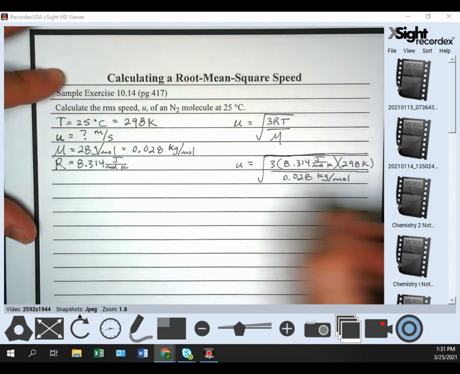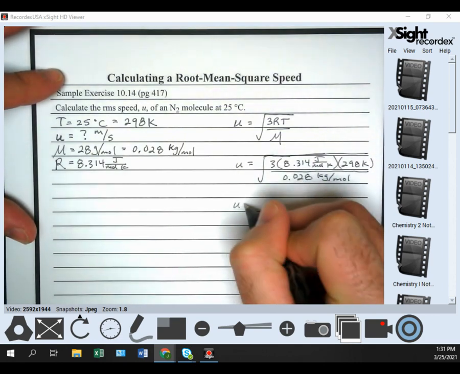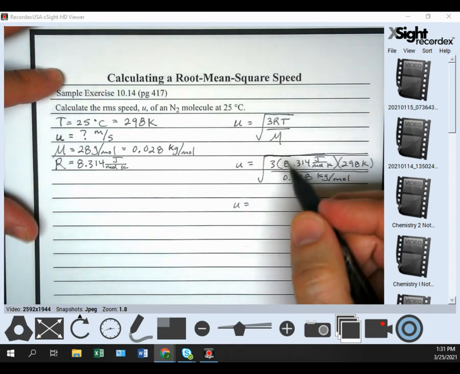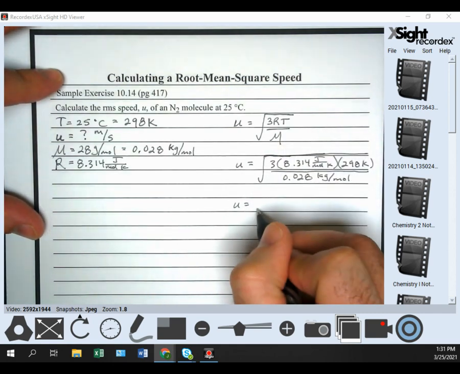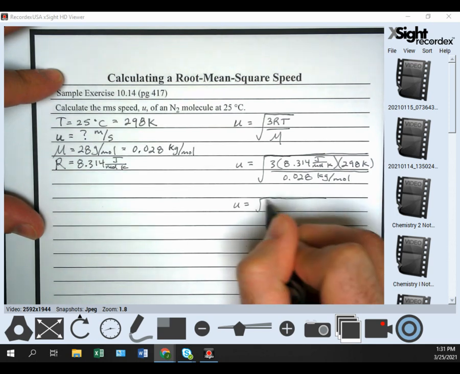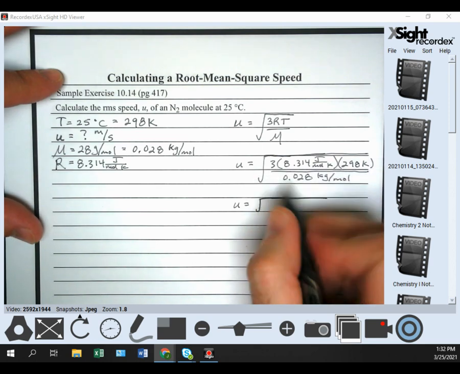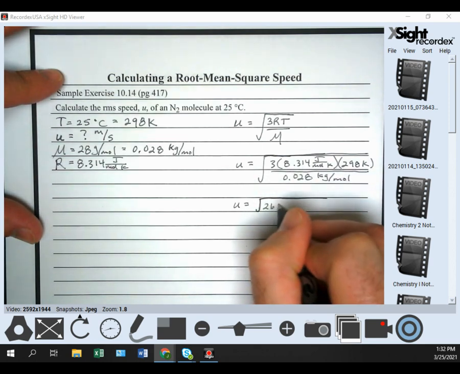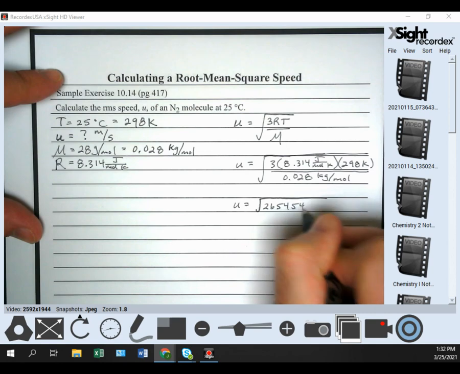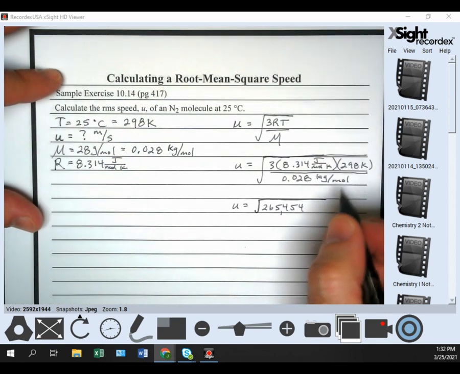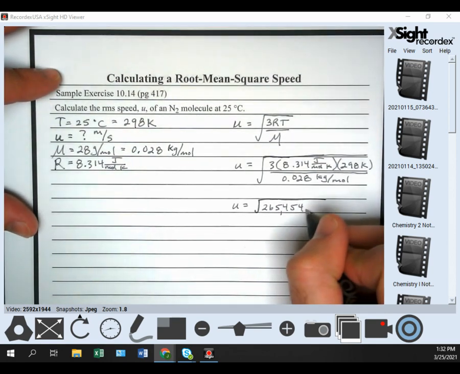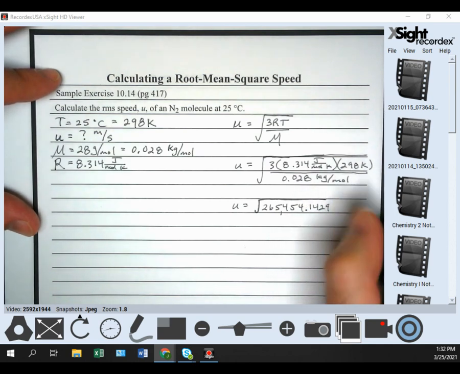And we do the math, and that kicks us out an RMS speed of, ouch. Well, okay, so under the square root it's 265454.0.1429, blah, blah, blah. And the label on this technically is meters squared over seconds squared.